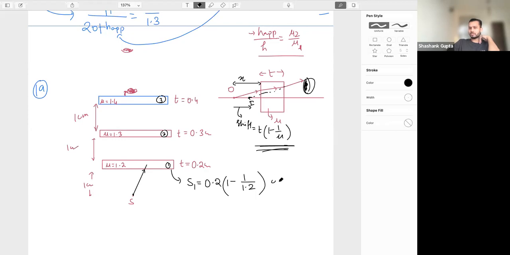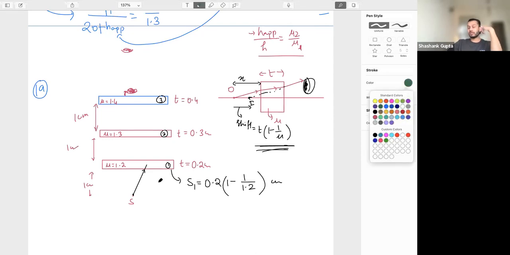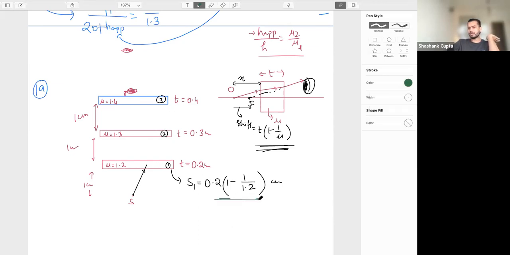I'm not calculating this; it will come out to be something in centimeters. In which direction is this shift happening? It is shifting in the direction of the ray, the direction in which the ray is traveling. Let me just calculate the value, you'll get a better feel of this.